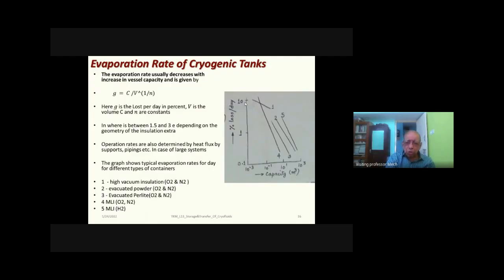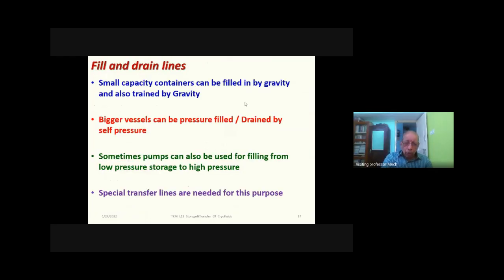The graph shows you the behavior for use of high vacuum insulation: number one, evacuated powder insulation in the case of oxygen, nitrogen; number two, evacuated perlite for oxygen, nitrogen; number three, MLI systems; number four, and also the MLI system for hydrogen, number five. So you can clearly see once you start using MLI, the evaporation rate seems to improve.